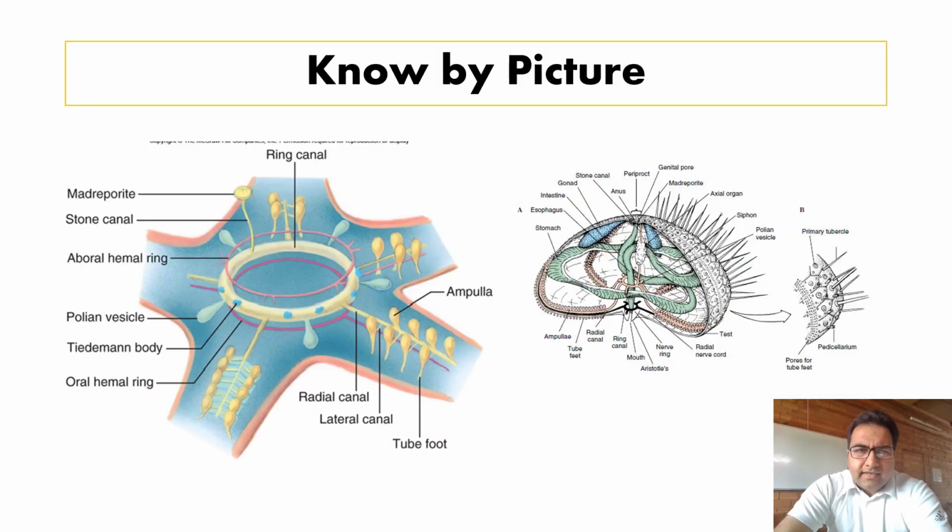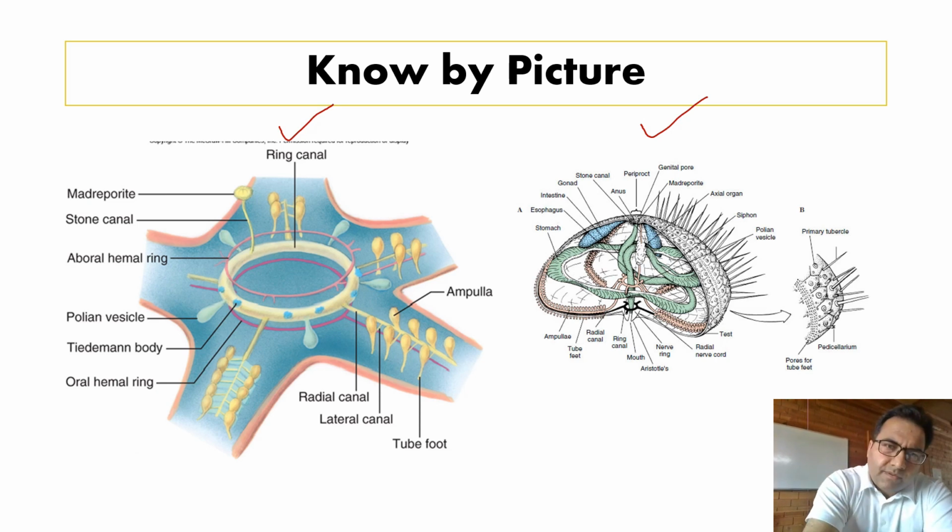Now let us have a little bit of an idea. For example, herein we are looking at this figure, just to make you aware of how this water vascular system looks in different classes of the Echinodermata. Now the plan is the same.